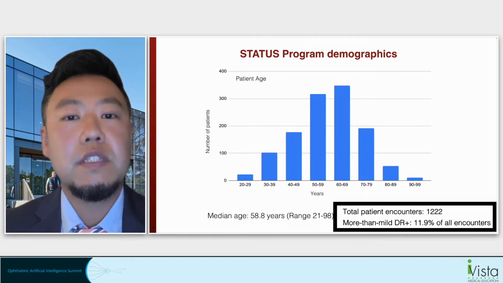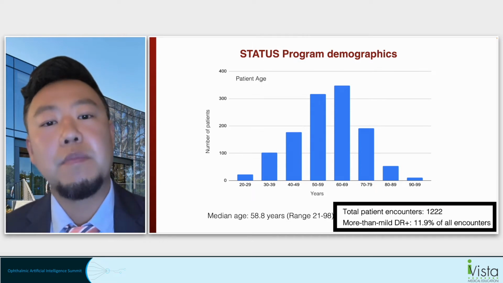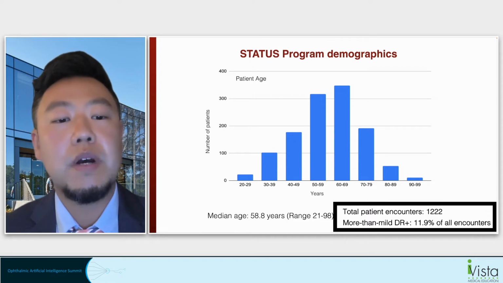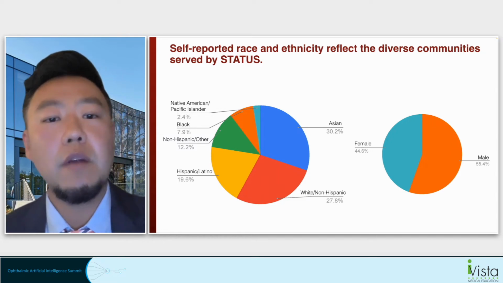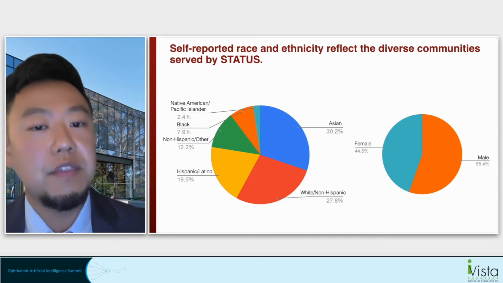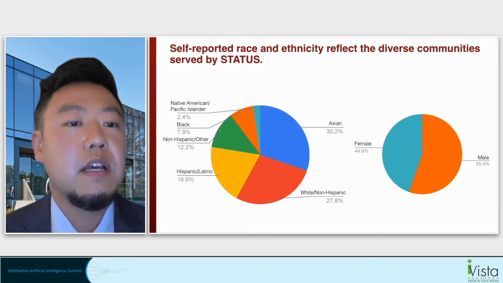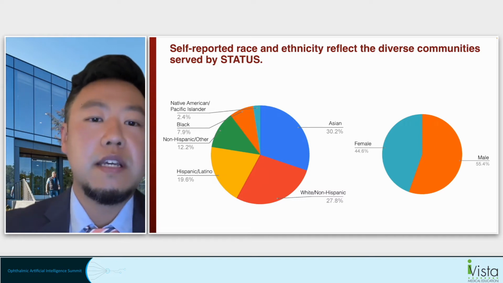And I just want to show these next couple slides, just how the demographics of our patient population look. So, our mean age is around 58, 59 years old, and about 11.9% of all encounters were positive for more than mild DR. Demographically, our population is roughly a third Asian, roughly a third white non-Hispanic. And you can see here, everyone essentially is a minority in the Bay Area, which is very different, I think, than other parts of the country, and that has implications on how the system may play out.